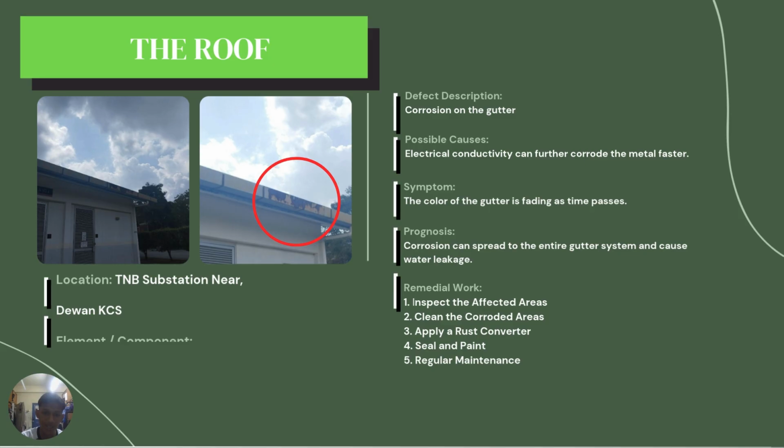So remedial work is to inspect the affected areas. Secondly, clean the corroded areas. Thirdly, apply a rust converter. And then seal and paint. Lastly, regular maintenance.